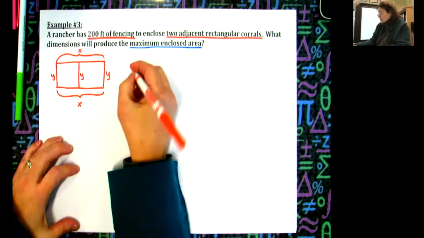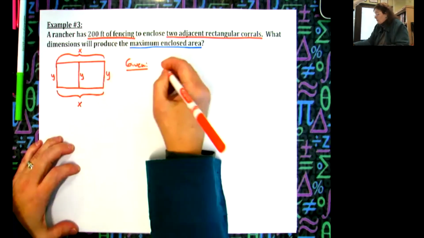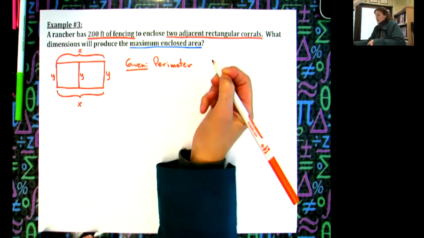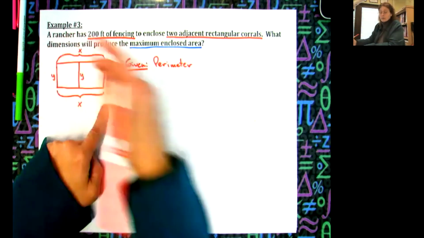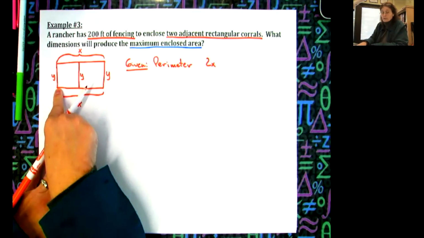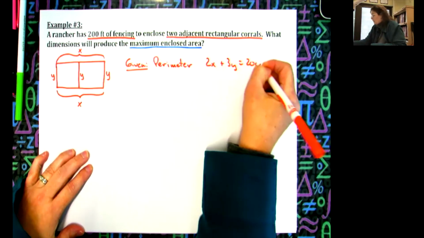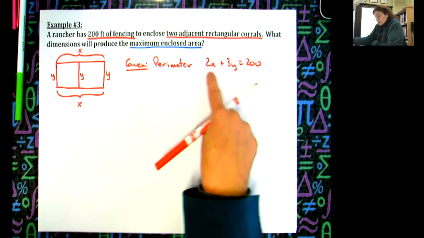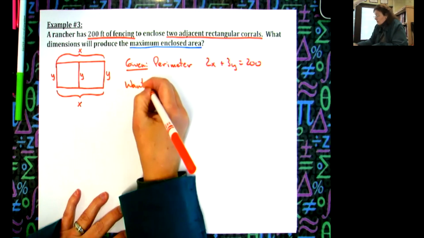So what did they give us? Let's write our given down. They gave us the perimeter, and it was 200. Now I've got to come up with my equation. This distance and this distance, I've got 2x. Then this distance plus this distance plus this distance, I've got 3 y's. So plus 3y, and it has to equal that 200 feet of fencing. Being able to set this picture up right is going to determine whether or not you've got this equation right.